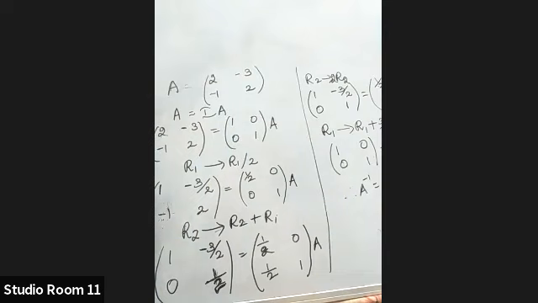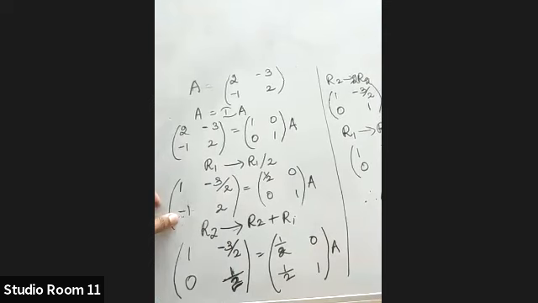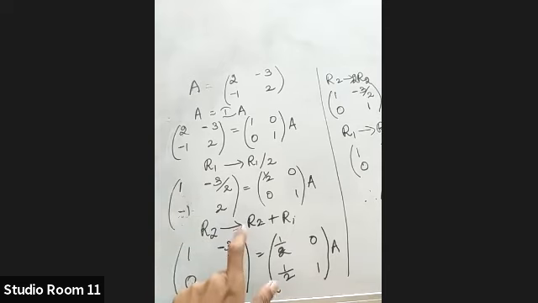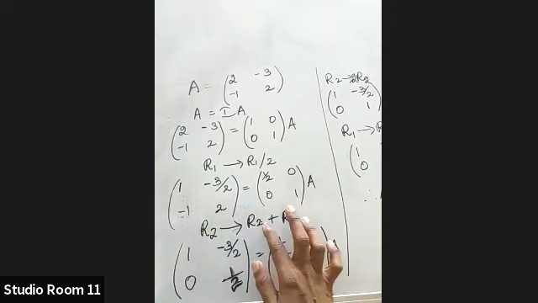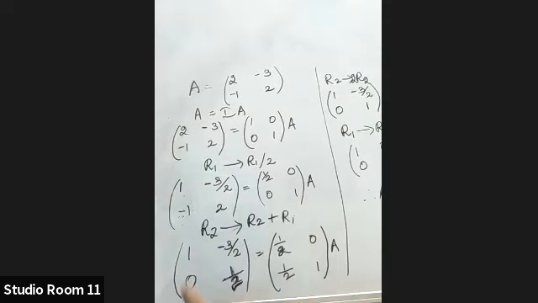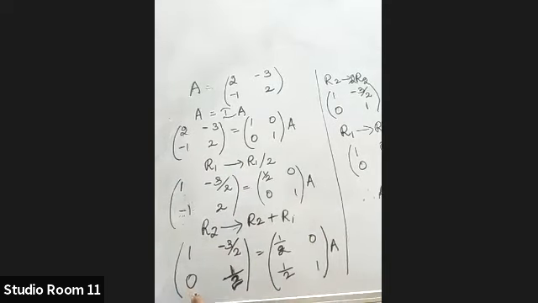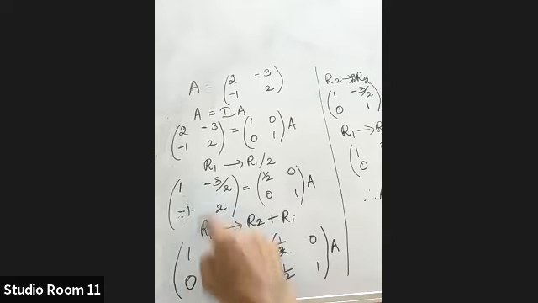Now, first row, first column is 1. So the remaining entry is to be made 0. So here we want 0. For this, what are you doing? Change is happening in the second row. Second row gets transformed to second row plus first row. R2 gets R2 plus R1. So minus 1 plus 1 is 0. 2 plus minus 3 by 2 will get 1 by 2.